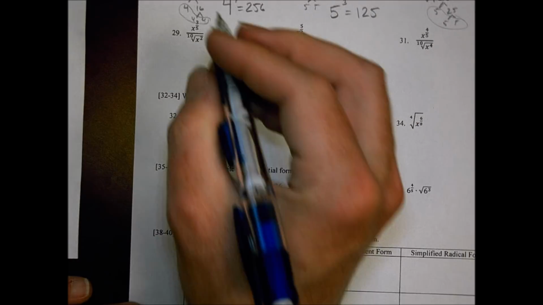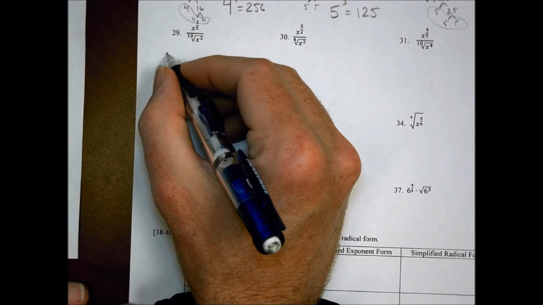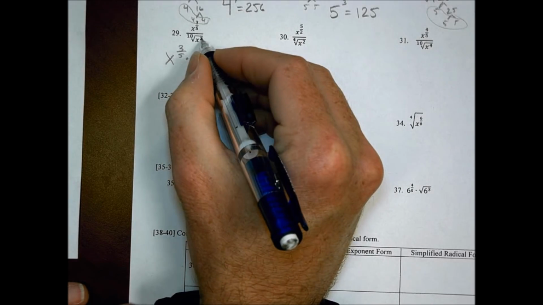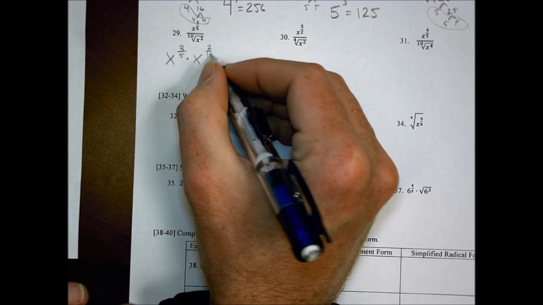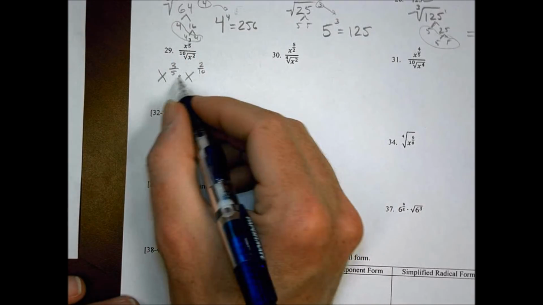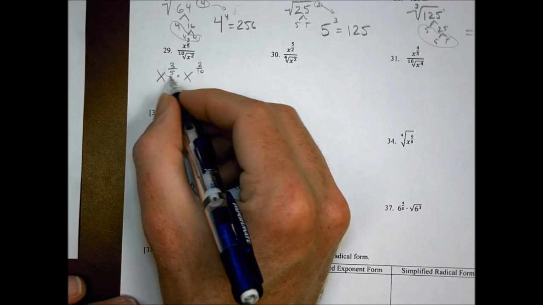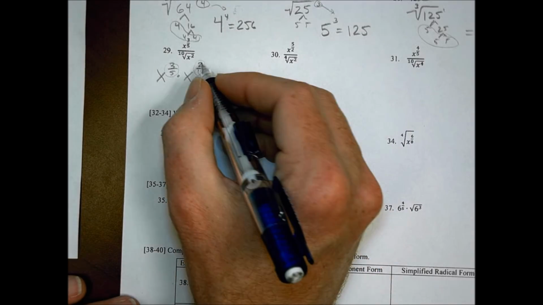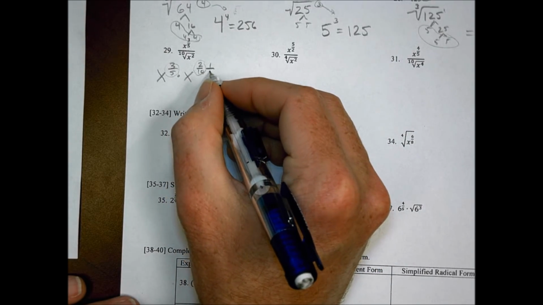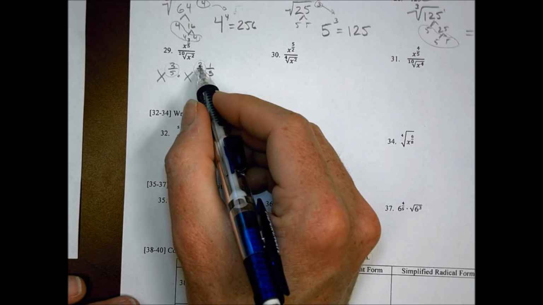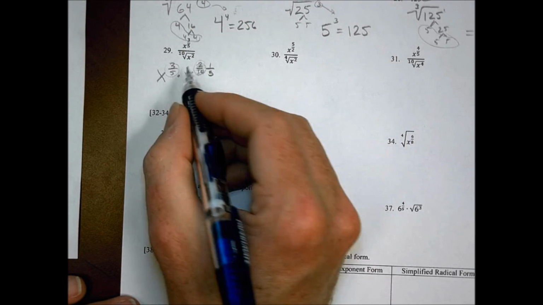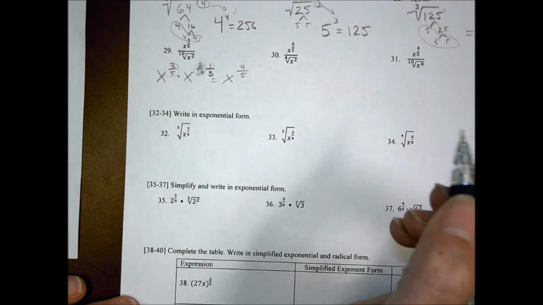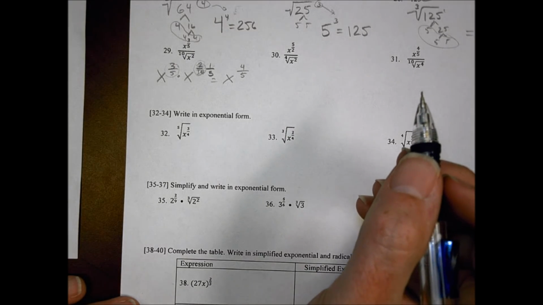Number 29, x to the 3/5. We're going to rewrite this here as x to the 3/5 times, and this is x to the 2/10. Because I have the same base, I can then add these together, but I need to make sure my fractions have the same denominator. So I want to make the same denominator. I can reduce 2/10 to 1/5, can't I? So I'm going to make that into 1/5. Now I can add. 3 plus 1 is 4. And 5th stays on the bottom. So I have 4/5 right there.